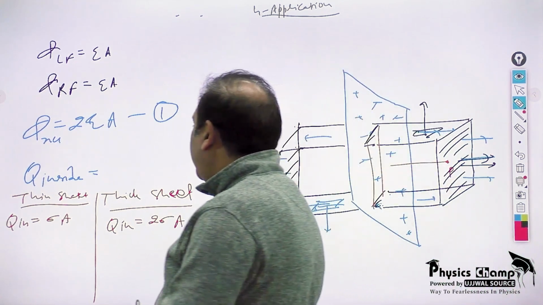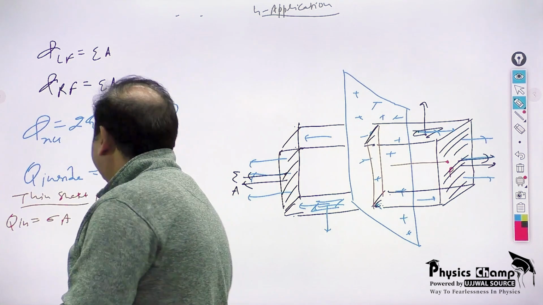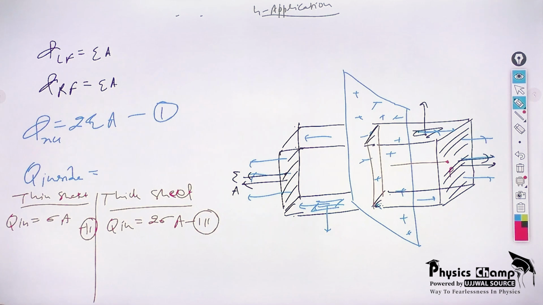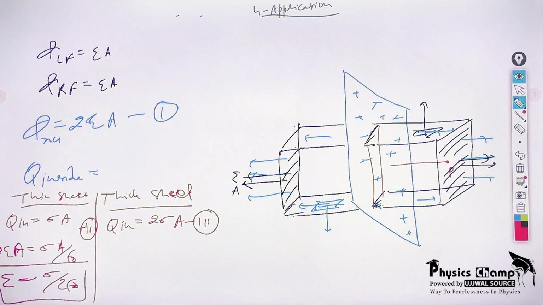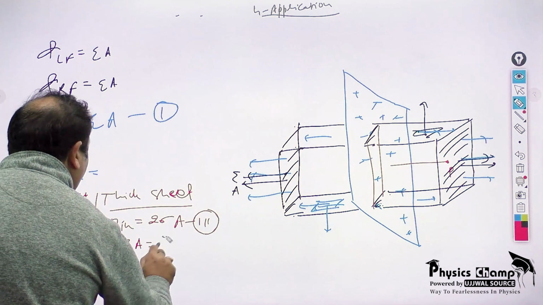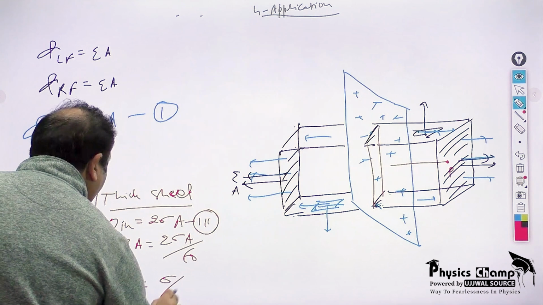So I have this point, so I can call it 2, I can call it 3. In this case, if we apply Gauss theorem for a thin sheet, we'll say 2EA net flux is equal to sigma A by epsilon naught. So electric field is sigma by 2 epsilon naught. This is in case of a thin sheet. And in case of a thick sheet, 2EA is equal to charge inside, 2 sigma A by epsilon naught. So electric field will be sigma by epsilon naught.